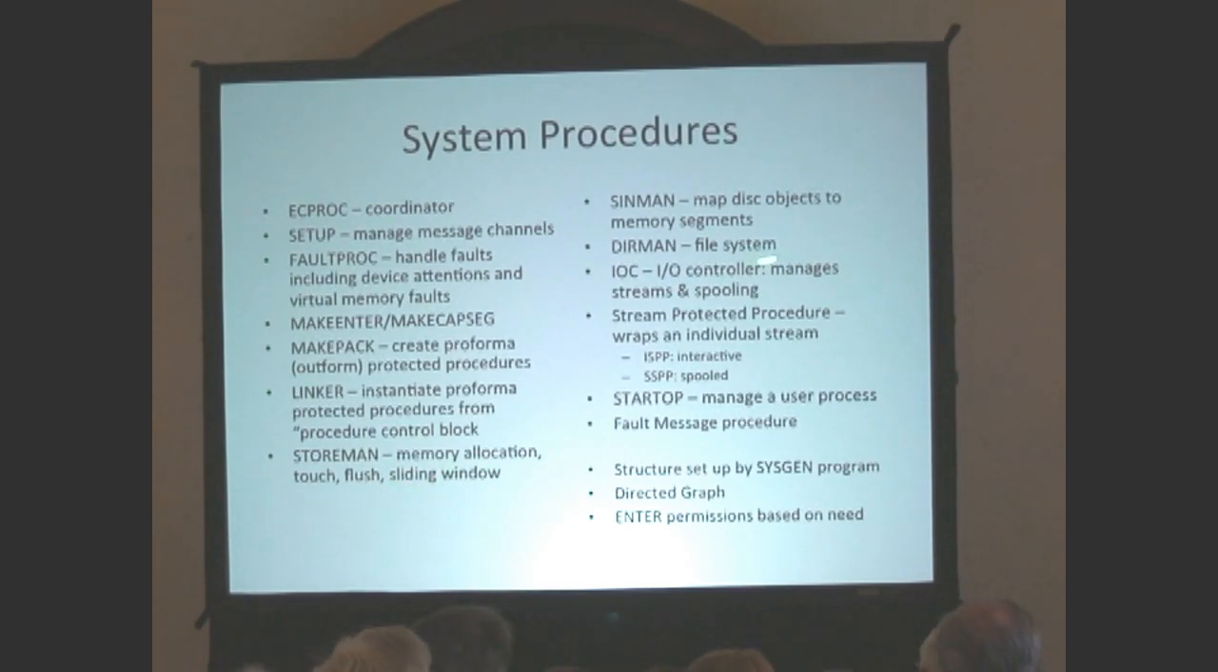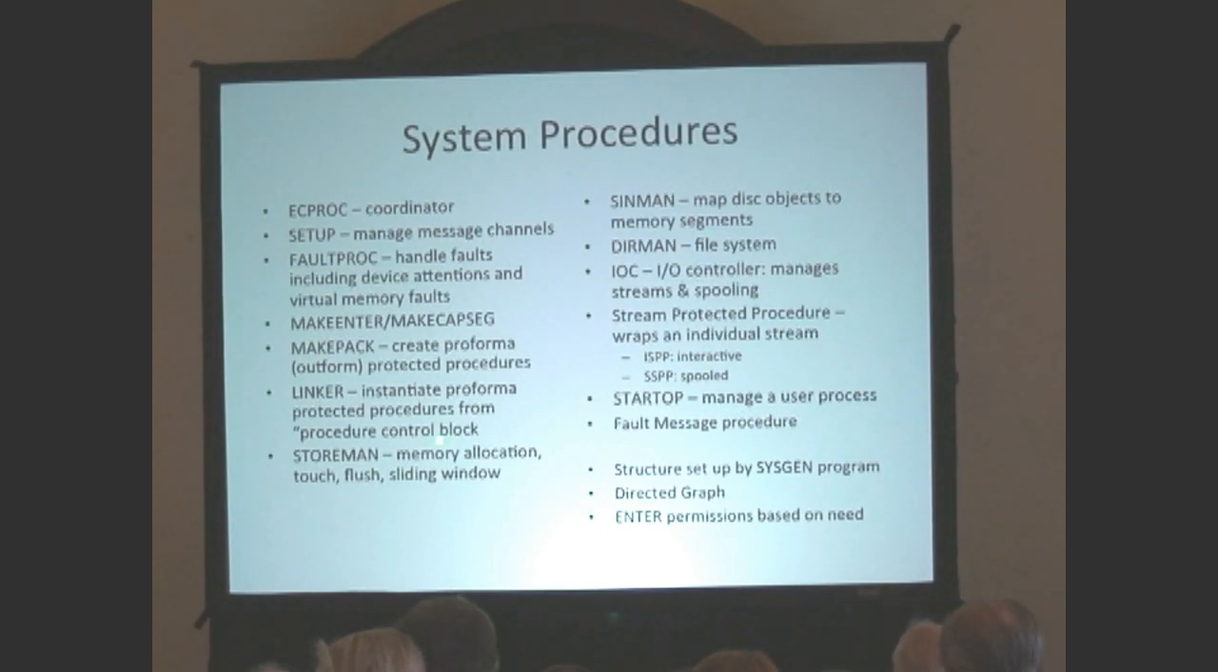The directory manager looked after access to the file system. Please give me a capability for the file called Fred, and touch that. An input-output controller, protected procedures that wrapped up I/O streams, and various other more kind of arcane things that I haven't really got time to go into.